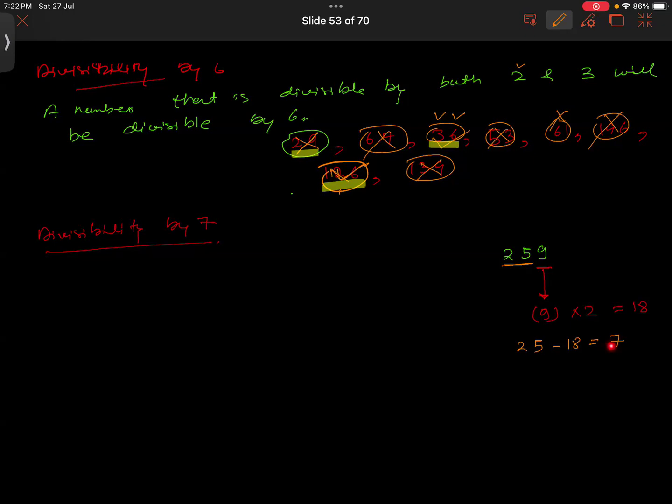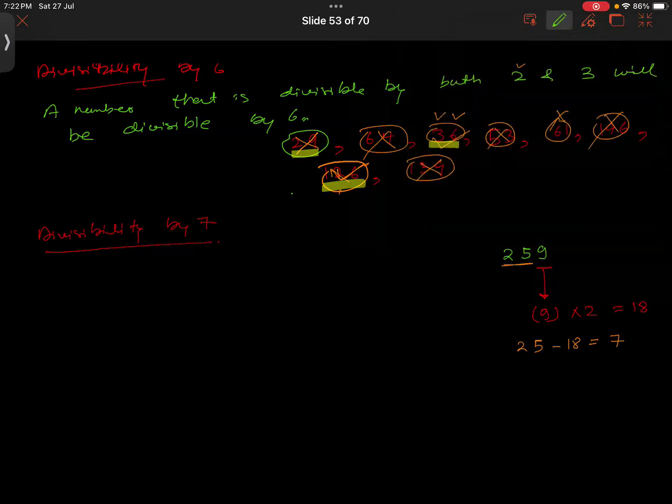Now check whether this number 7 is divisible by 7 or not. Of course it is divisible by 7. Exactly. So the steps for divisibility check of the number 7 are quite interesting. So you're going to write down the following things.